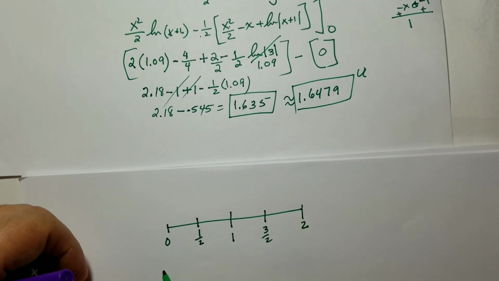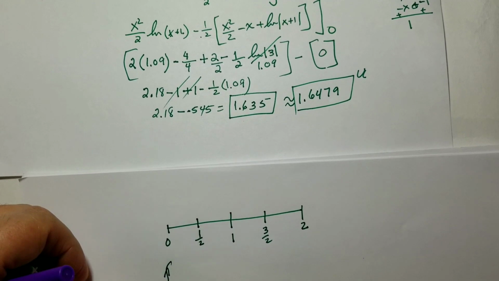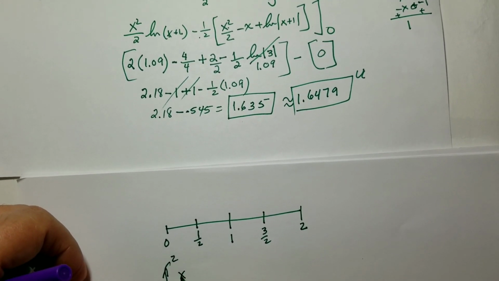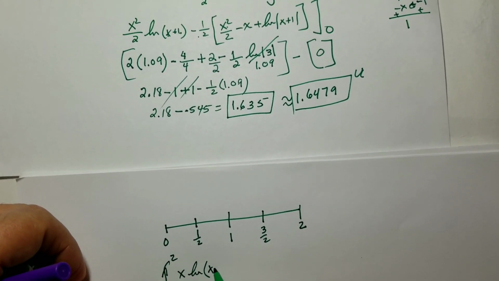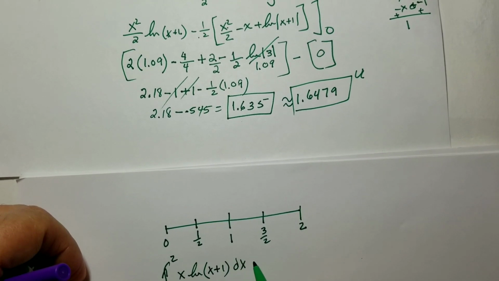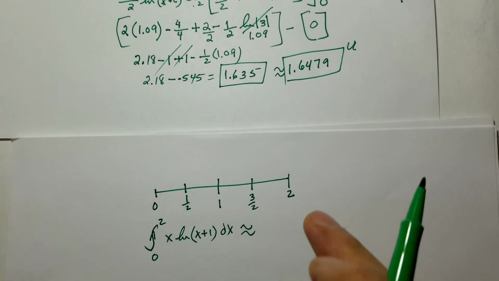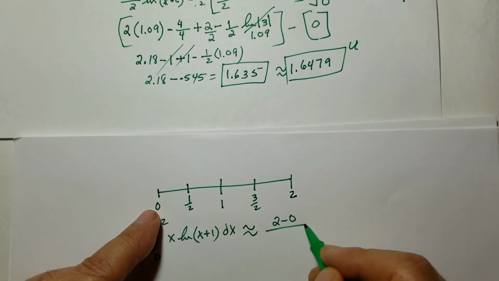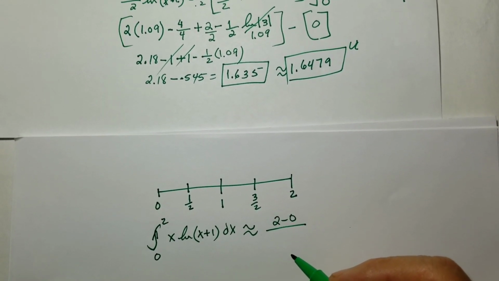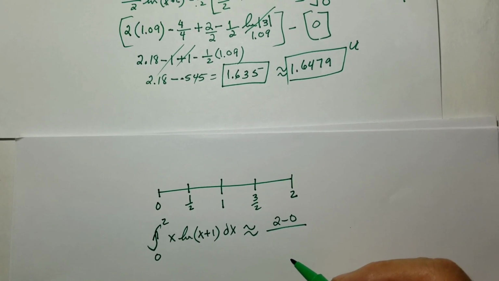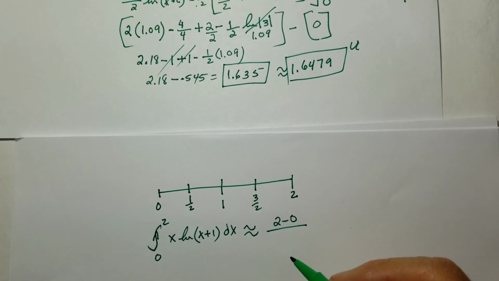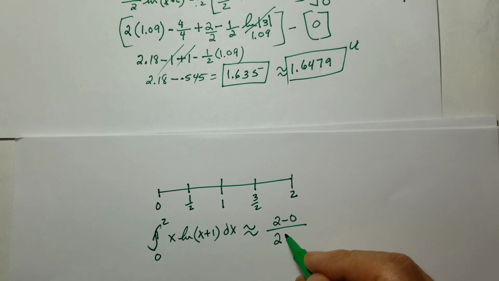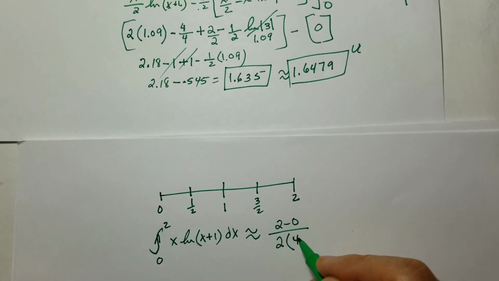What was the trapezoid rule? Therefore, the definite integral from 0 to 2 of x natural log of quantity x plus 1 dx is approximately equal to b minus a, 2 minus 0, over 2. Where did the 2 come from? The area of a trapezoid: we take the average of the bases, times n, the number of trapezoids, which here we have 4.